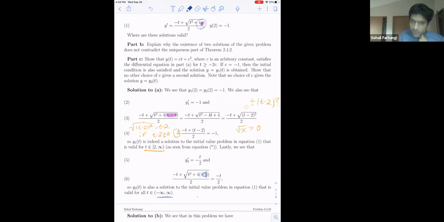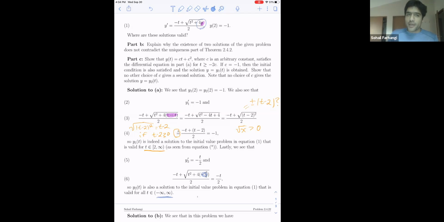But conveniently, this solution is a solution on the entire interval negative infinity to positive infinity. So we do have two distinct solutions, and they each have their own intervals on which they are solutions.